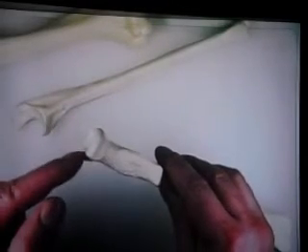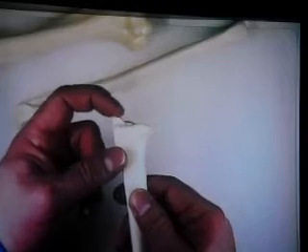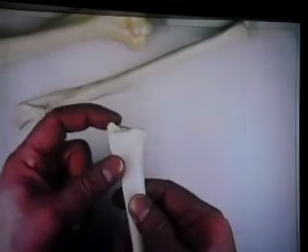So I said already that the radius has this little knob-like structure, and that knob-like structure there is called the head of the radius. So that is the head of the radius. This right here, this little rough structure right there, that is called the radial tuberosity. So that is where our biceps brachii attaches to the radius. So that is the radial tuberosity. And then at the other end here, you're going to see another little pointy process there, and that is the styloid process of the radius.